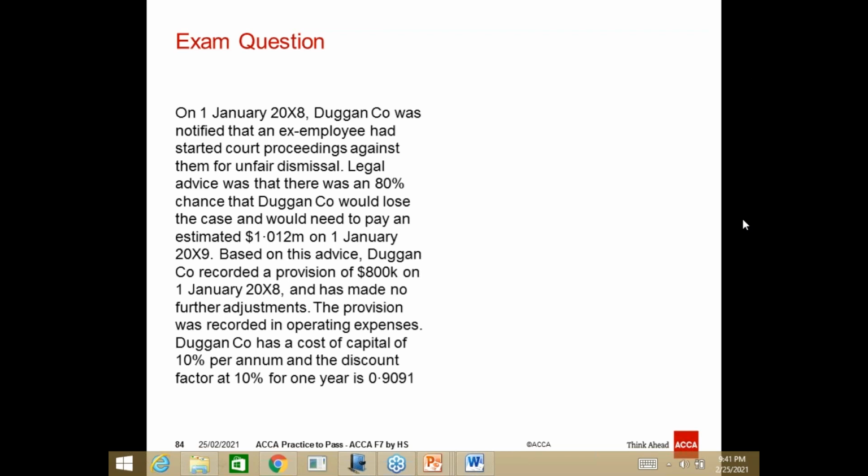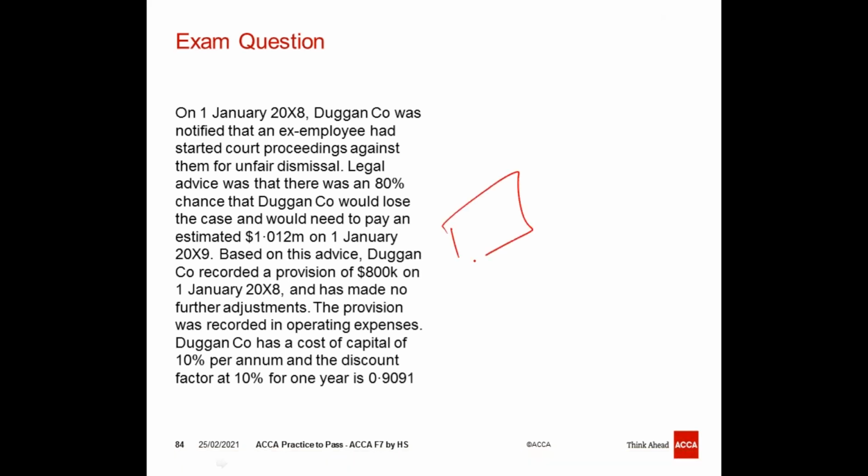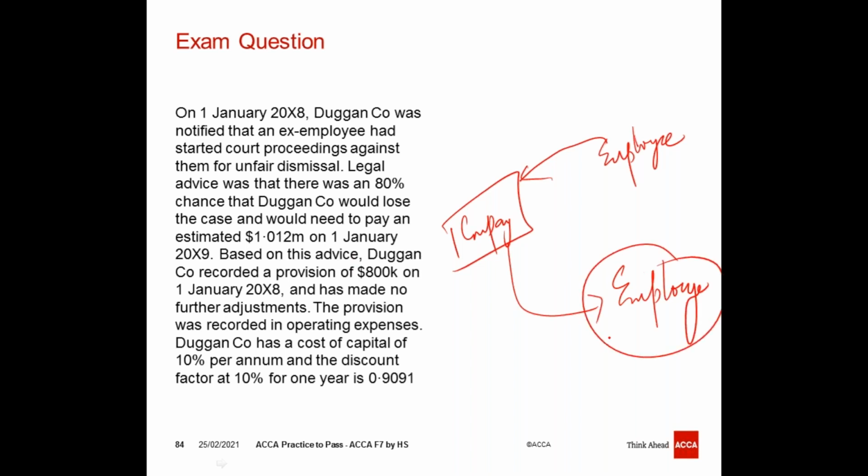Now, let's start the point. On 1st January 2008, Duggan was notified that an ex-employee had started a court proceeding against him for unfair dismissal. Now, this is a very important part. We are a company. Our employee is making a court case against us, and there could be a situation in which we are making a case against our employee who has previously done cheating or some fraud. So if we are making a case against the employee, then there will be a case of contingent assets.